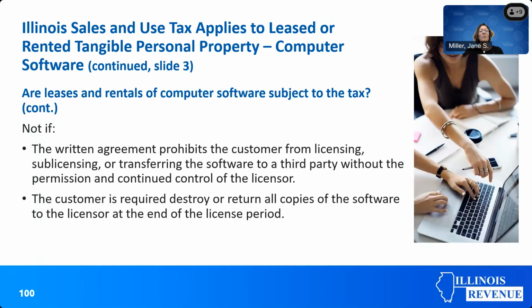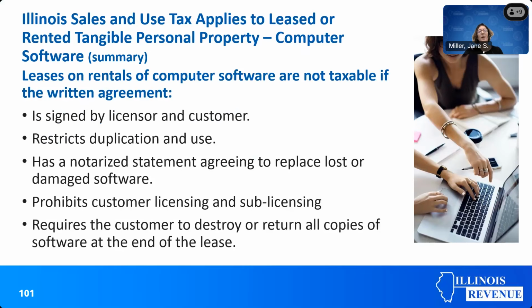The written agreement prohibits the customer from licensing, sublicensing, or transferring the software to a third party without the permission and continued control of the licensor. And the customer is required to destroy or return all copies of the software to the licensor at the end of the license period. And this is all covered under the Fiscal Year Bulletin 2025-15.